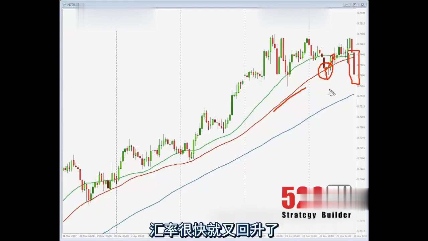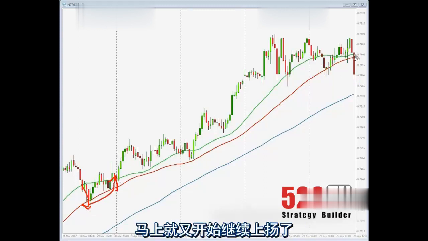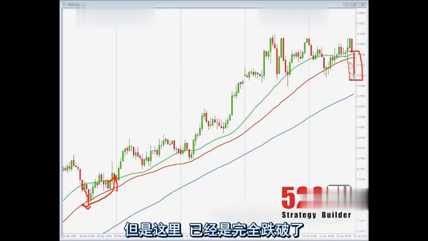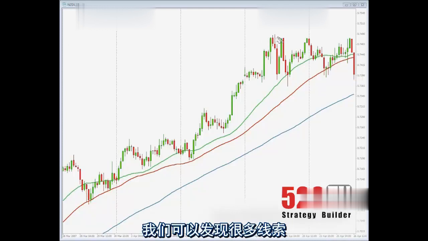Immediately after, it shoots up to the upside again above the 50, same as here. We poke the 50 very quickly for one bar, but immediately after we shoot back up. But here, this is a momentum breakout. Gotta read price action, guys. Price action reading is crucial for trading. It's very important. We have two clues here.